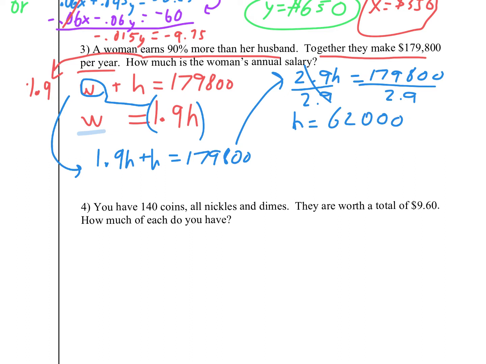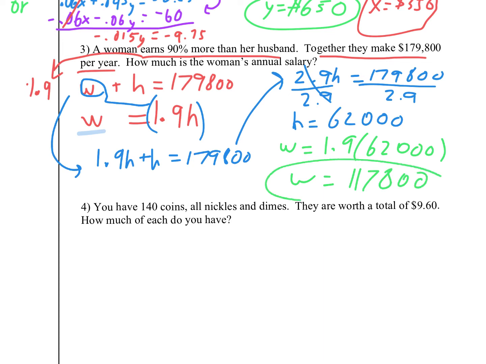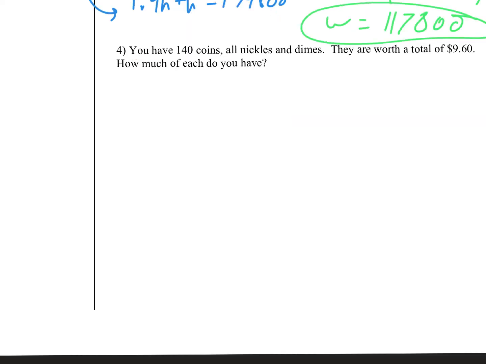Now, it actually asked me for the wife's salary, so I'm going to take that. I can plug it into any equation, either one of those two original equations. I'll go ahead and plug it into the second equation, so 1.9 times 62,000, and so that means that the wife makes $117,800.